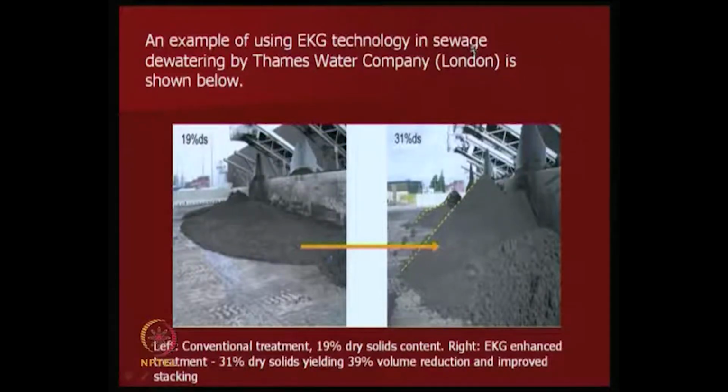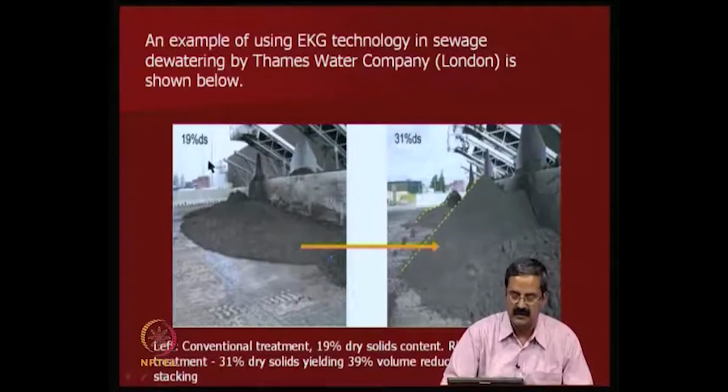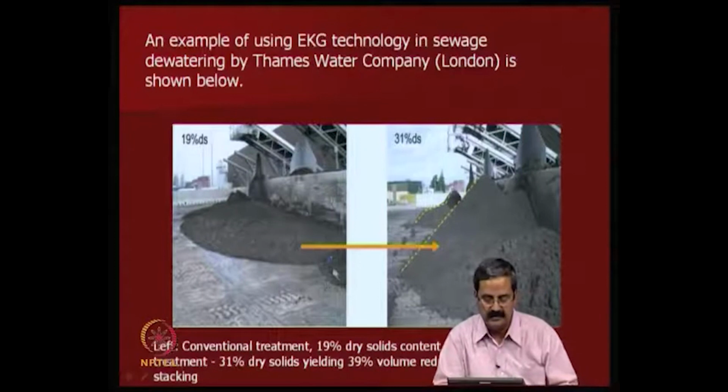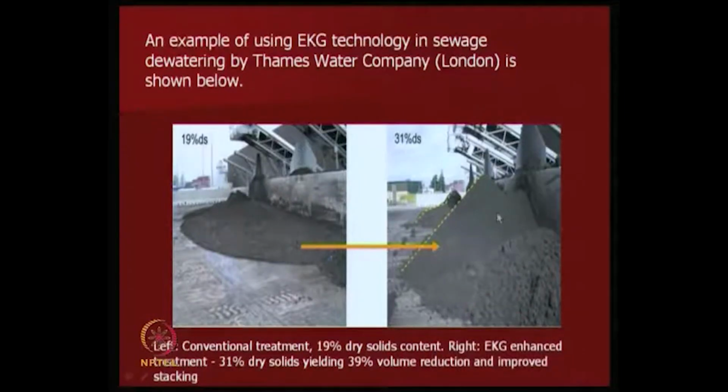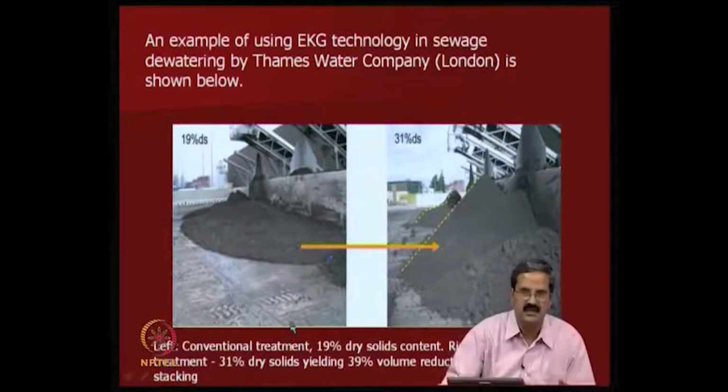Example of using EKG technology in sewage: you can see that the water content is going to be high, the rest is like 81%, in some low flowable type, 19% dry solids content, whereas you can see that it has 31%. So, it is much easier to handle, right. So, 31% dry solids yields a 39% volume reduction and improved stacking. So, at least it is easy to store.